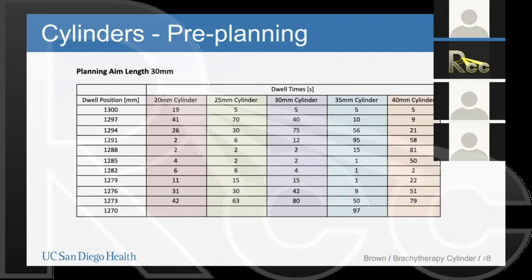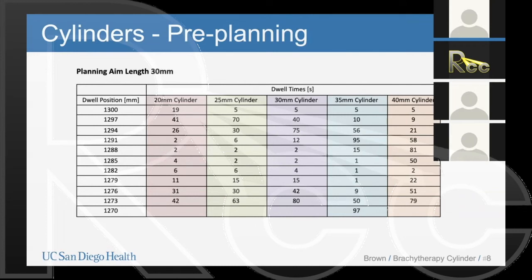So something interesting to look at here, and we're going to see this in all of our cylinder pre-plans, is that you have a lot of dwell time at the distal end of the cylinder and a lot of dwell time at the proximal end of the cylinder. So if we're looking at the 20 millimeter cylinder, at the tip of the cylinder, we have dwell times of 19, 41, 26 seconds. So that's quite a lot. And then at the proximal end, we also have large dwell times, so 11, 31, and 42. And then in the middle, we have relatively small dwell times, 2 seconds or 4 seconds.